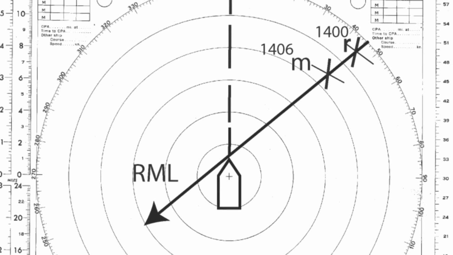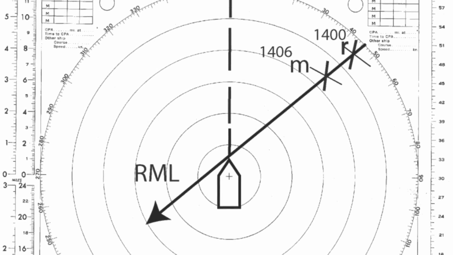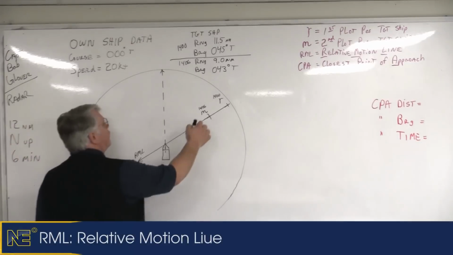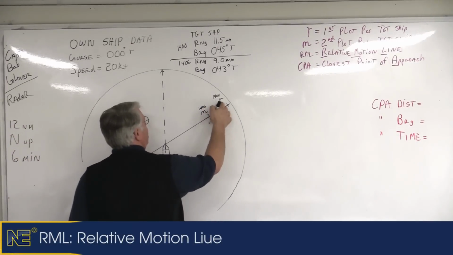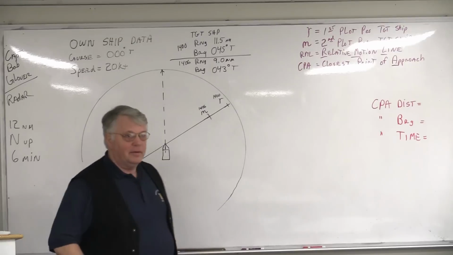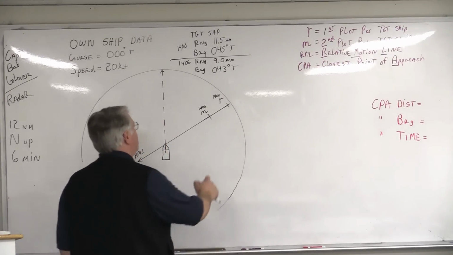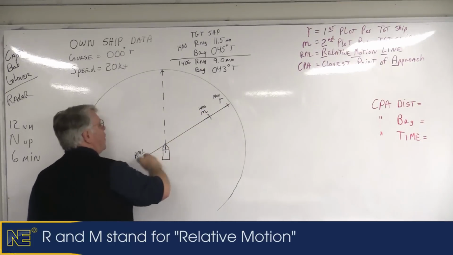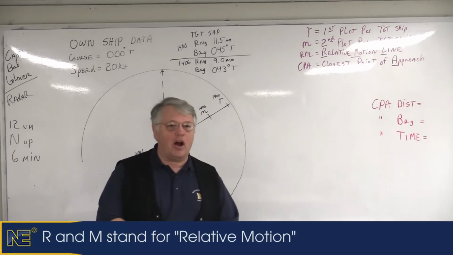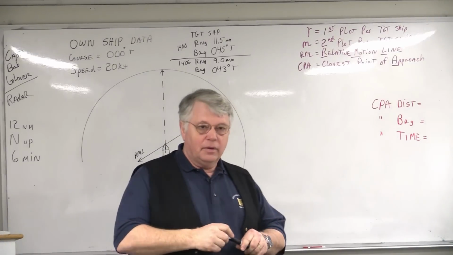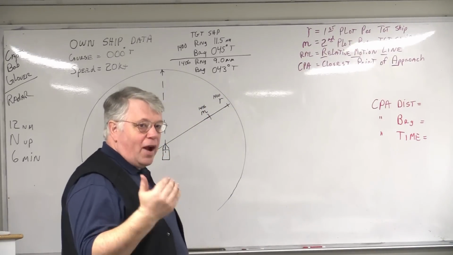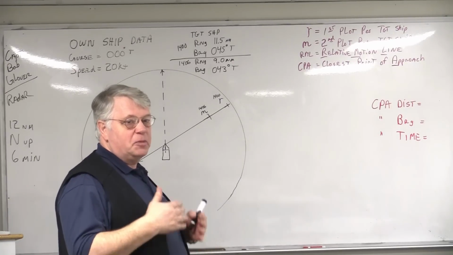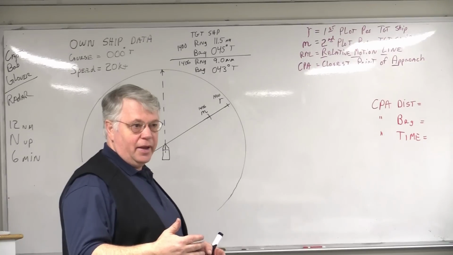And we're going to label that line RML. It stands for relative motion line. Now, a lot of people ask me, why did they pick R and M? What does that mean? Well, it stands for relative motion line. This line represents the track line that the target ship is traveling down. But that track line is established by our course and speed and his course and speed, okay?